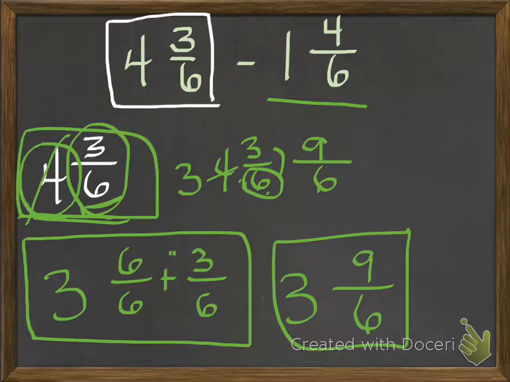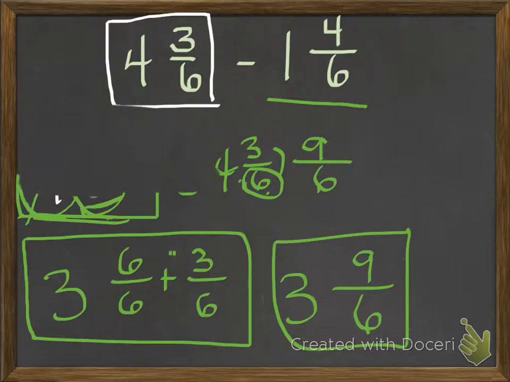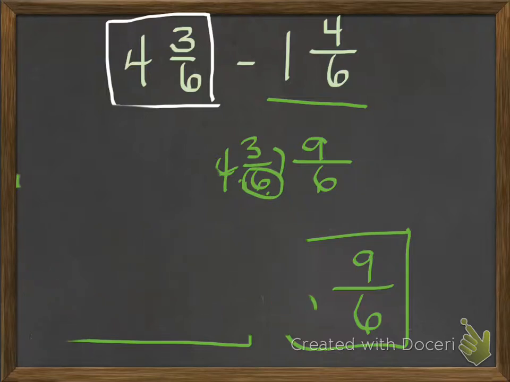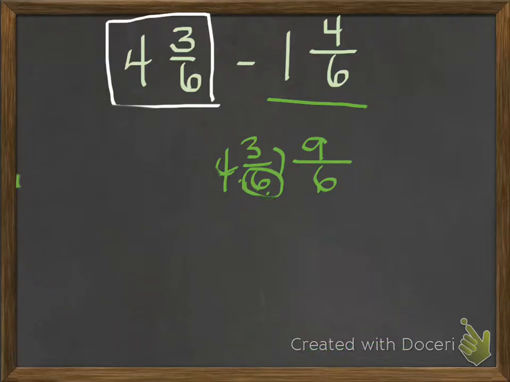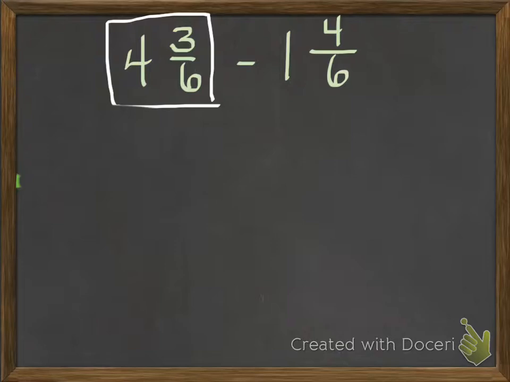Okay, so it's tricky. It's very similar to changing mixed numbers to improper fractions, only this time you're only going to take away 1 and multiply 1 times the bottom number plus the top number. So 1 times 6 is 6, plus 3 more is 9.